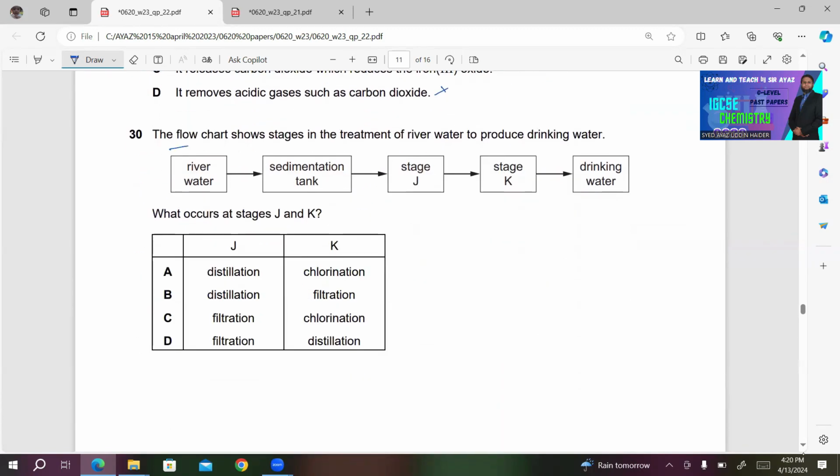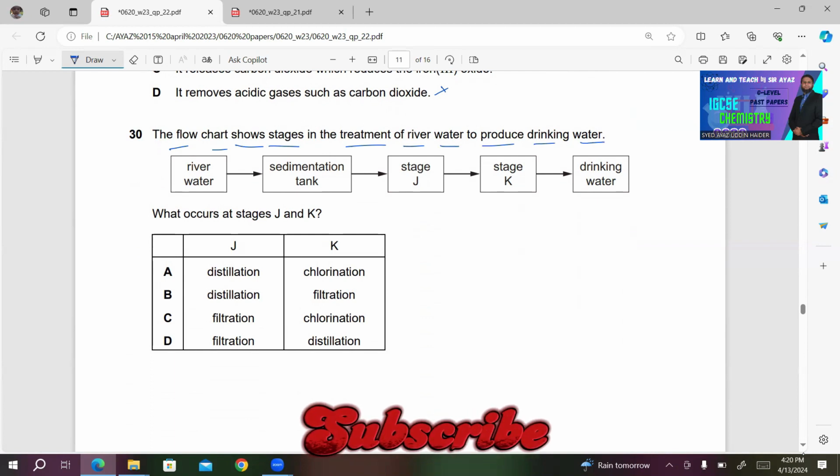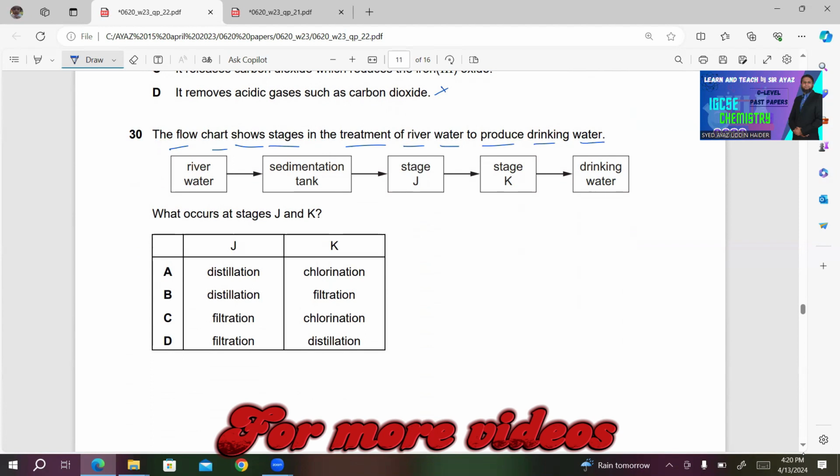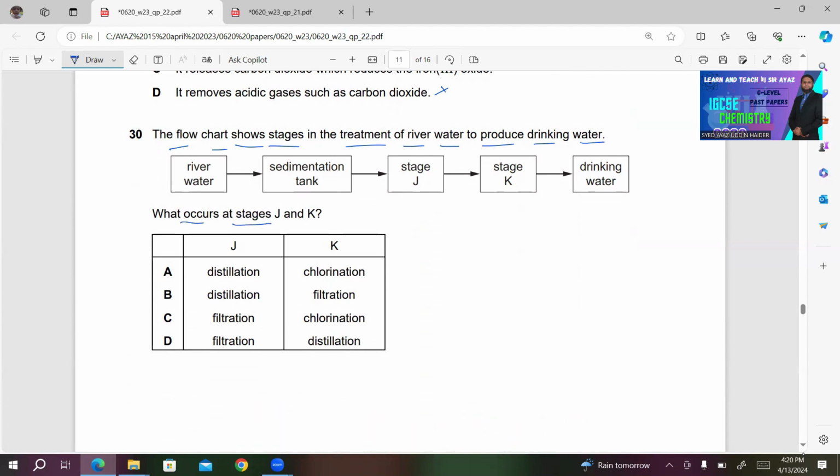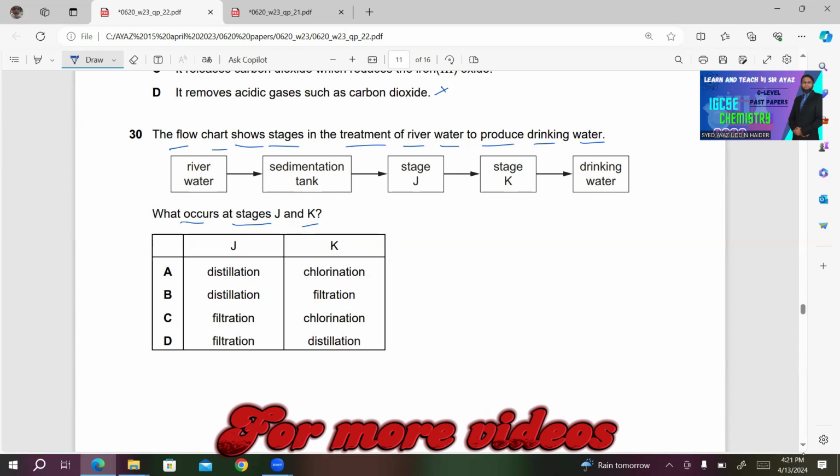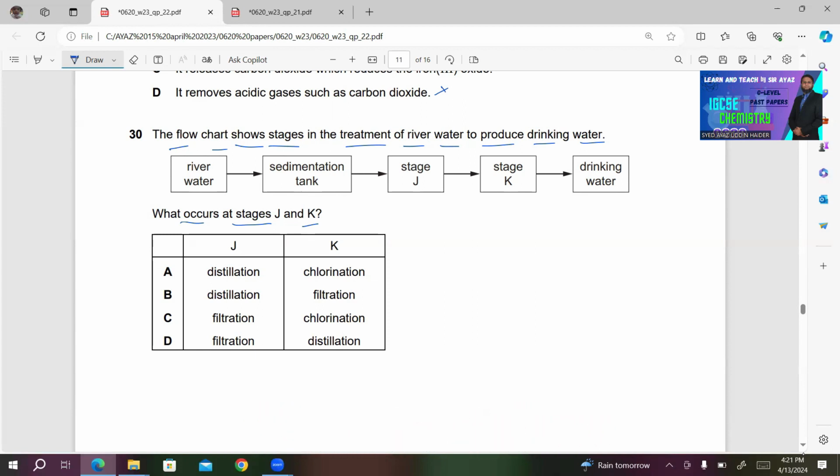30. The flow chart shows stages in the treatment of river water to produce drinking water. So we have stages from river water, we have a sedimentation tank, then we have stage D, G, J, stage K, and drinking water. What occurs at stages J and K? After sedimentation tanks, it has to be filtered and it needs to be chlorinated before using it for drinking purposes. So C must be the right answer in this case. Other choices are incorrect.